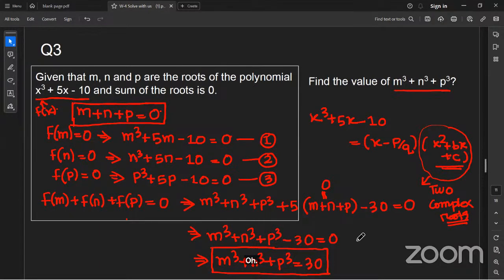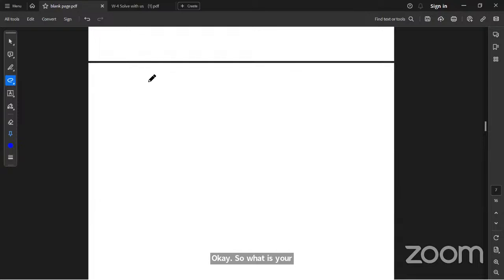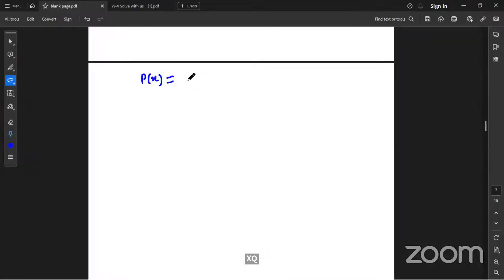So here question number 3 is there. It is a very easy question. The question is saying, given that m, n and p are the roots of the polynomial, and the sum of the roots is 0. So what is your polynomial? Can someone tell me? P(x) is equal to x cube plus 5x minus 10. And it is saying m, n, and p are roots of this polynomial.